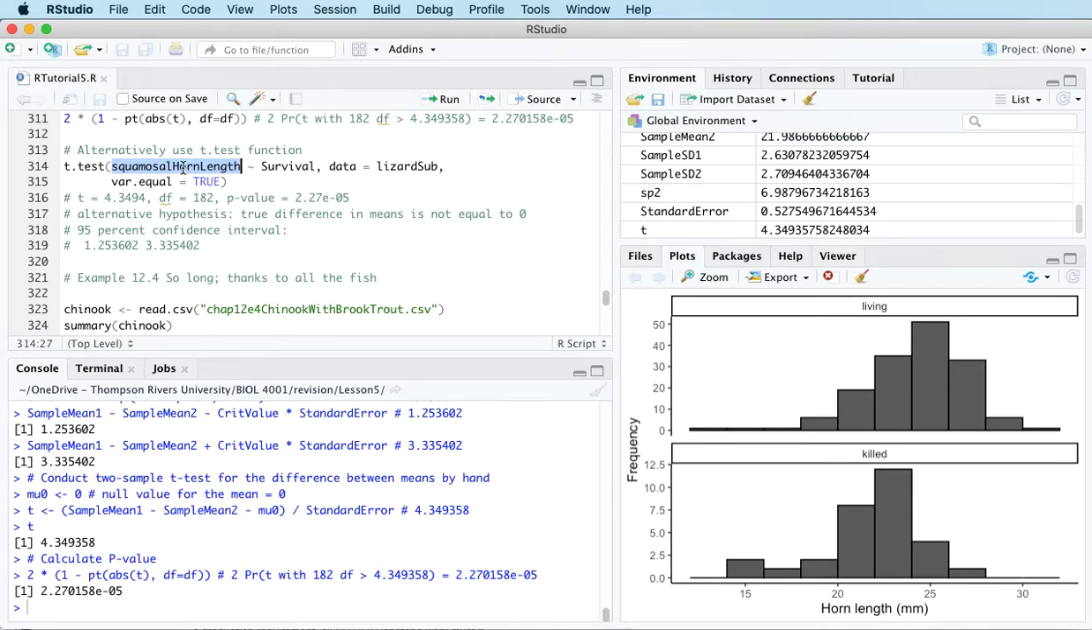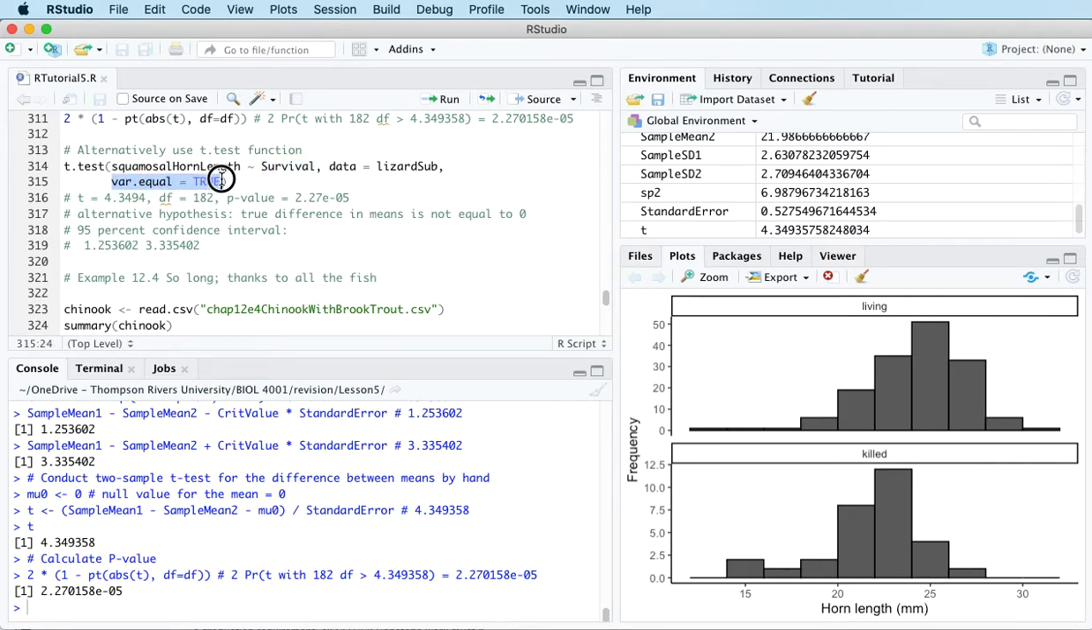So the response variable in this case is the horn lengths for the lizards. And then on the right side of the tilde, we put the predictor variable. In this particular case, we can think of the predictor variable as we're trying to figure out whether there's a difference between living lizards and killed lizards. And the categorical variable that is telling us which type of lizard it is is this survival variable here.